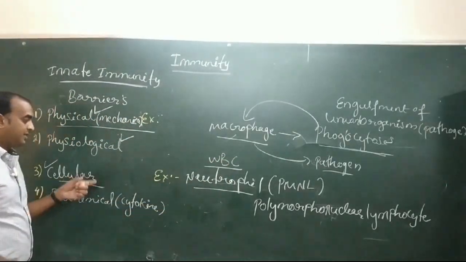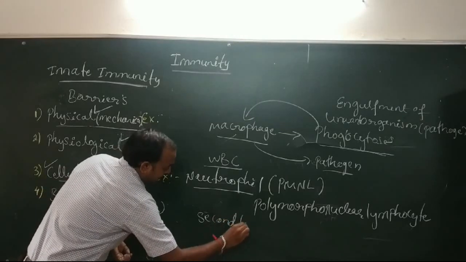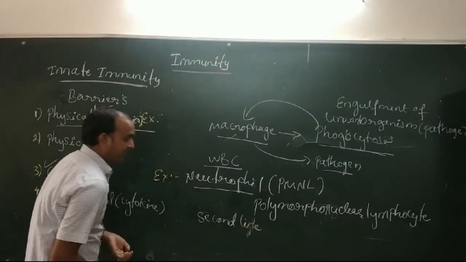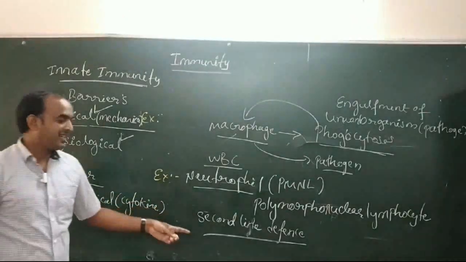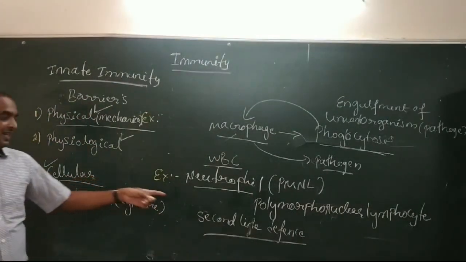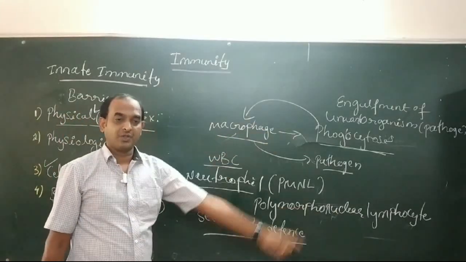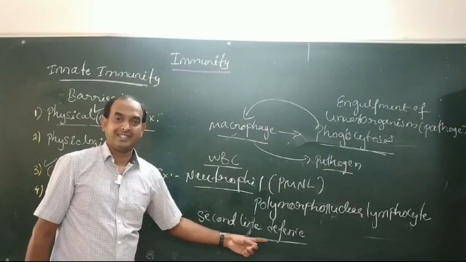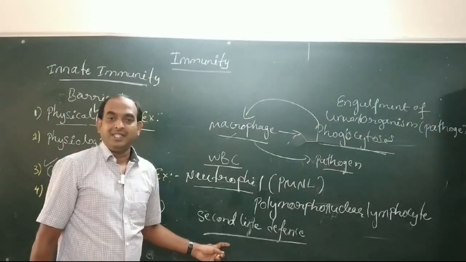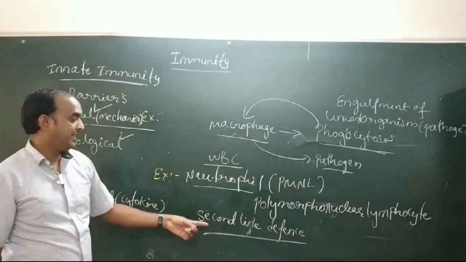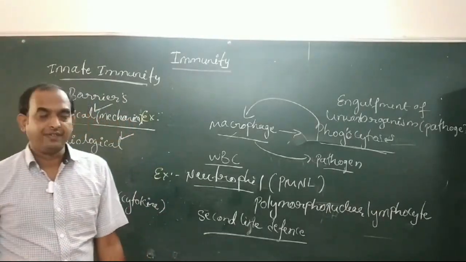Because of this process, cellular barriers are also called the second line of defense. The first line is mechanical, for example the skin. The second one is the cellular barriers, where cells are directly involved with the help of WBCs like neutrophils and macrophages. They will destroy the pathogens, and so cellular barriers are called the second line of defense.